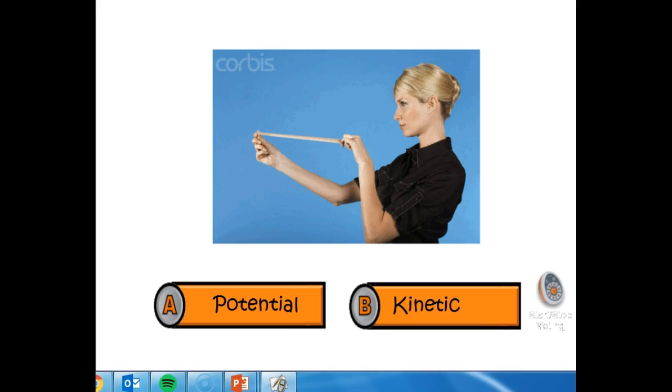What is this one? Potential or kinetic? Yes, it's potential. She stretched this rubber band beyond its normal position. She used energy to do that, and now it's stored in that rubber band. When she releases the rubber band, it's going to go flying. So this is potential energy.